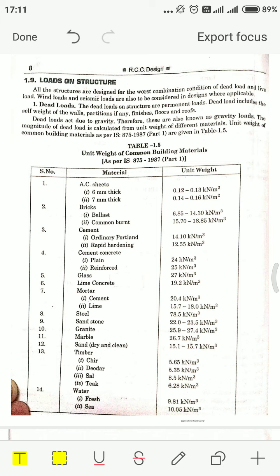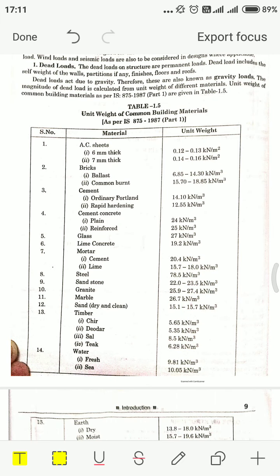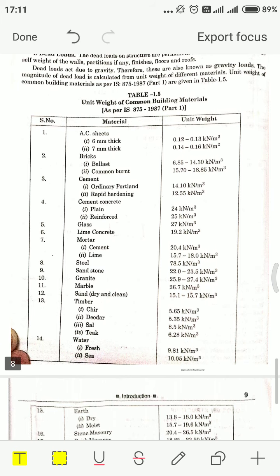Dead load includes the self weight of the wall, partitions, if any, finished floor, roof. Dead load act due to gravity. Therefore, they are also known as gravity loads. Magnitude of the dead load is calculated from the unit weight of the different materials.